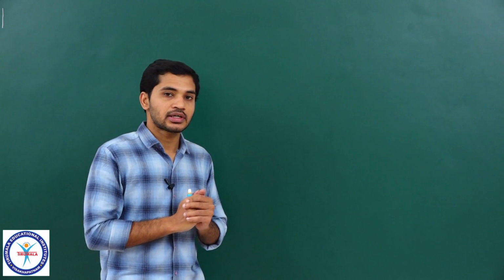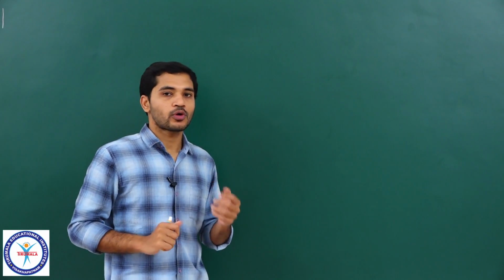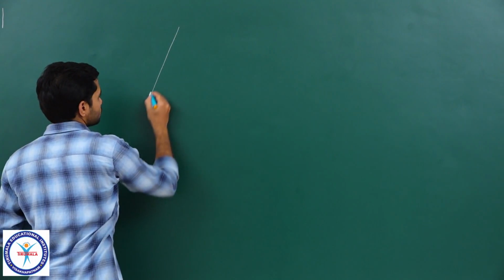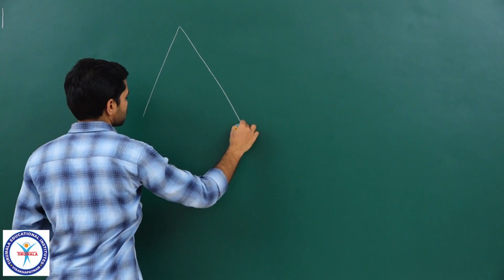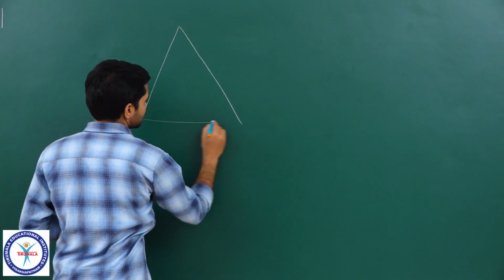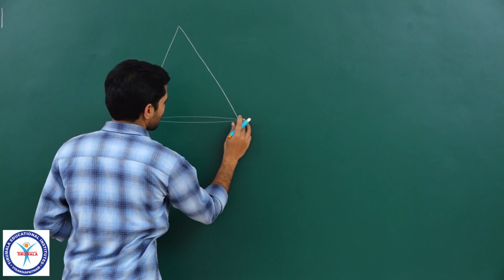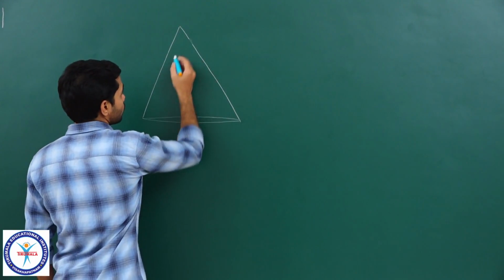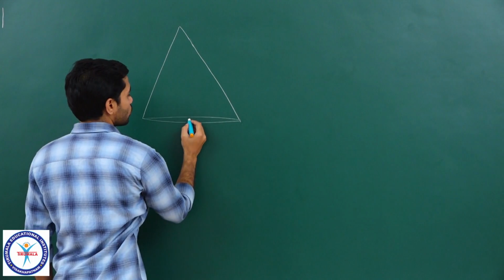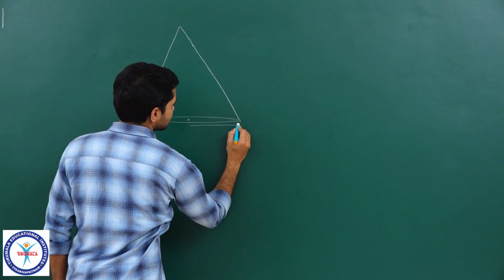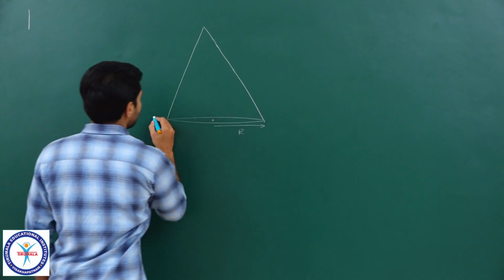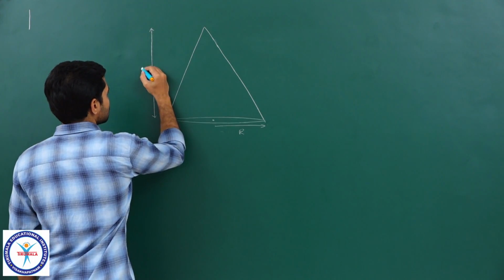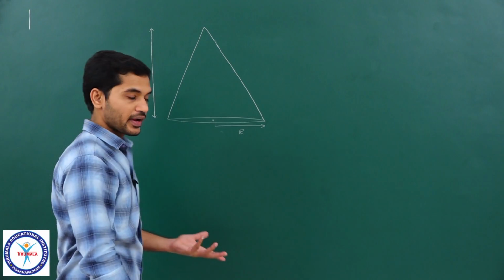So first let us try to derive the expression for the volume of a cone, right? So if I have a cone in this manner, let us say I need to find the volume of this cone, clear? A cone with base radius r and height h. I need to find the volume of this.